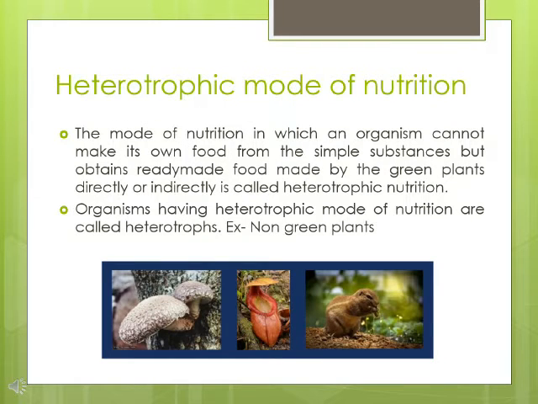Now let us discuss heterotrophic mode of nutrition. In this mode of nutrition, the organism cannot make its own food from simple substances, but obtains ready-made food made by green plants, directly or indirectly. And these organisms which have heterotrophic mode of nutrition are called heterotrophs. For example, non-green plants and animals. They all have heterotrophic mode of nutrition because they cannot make their own food. They have to depend on green plants directly or indirectly.